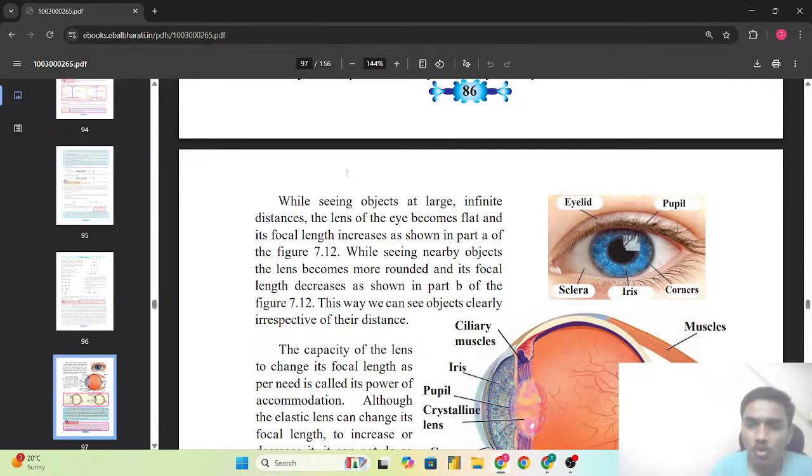While seeing objects at large, infinite distances, the lens of the eye becomes flat and its focal length increases. As shown in part A of figure 7.12, while seeing a nearby object the lens becomes more rounded and its focal length decreases, as shown in part B of figure 7.12.